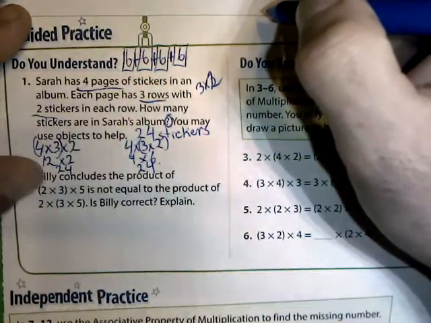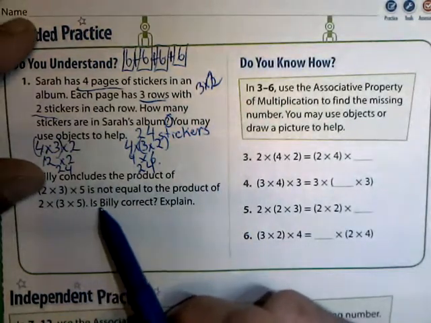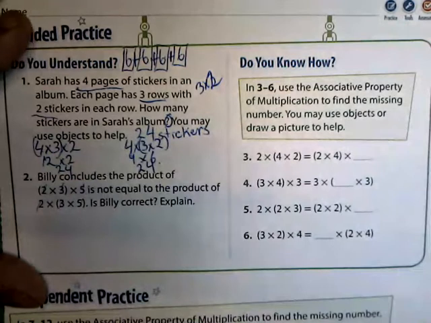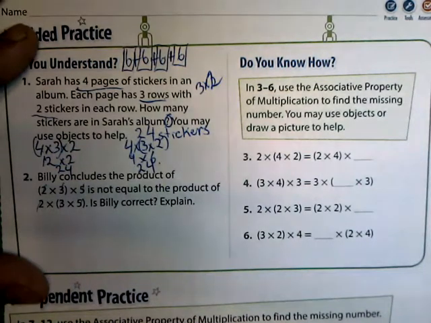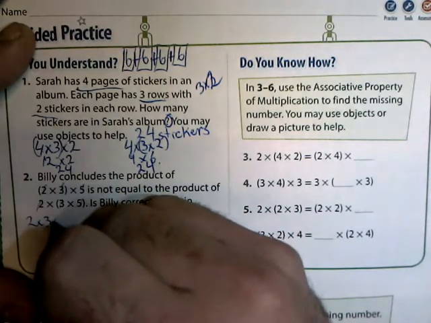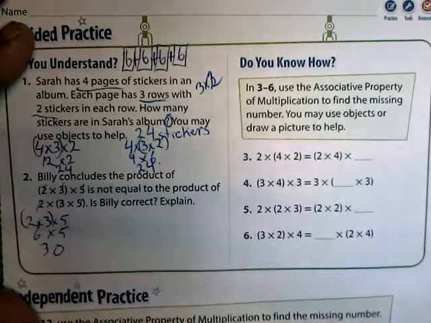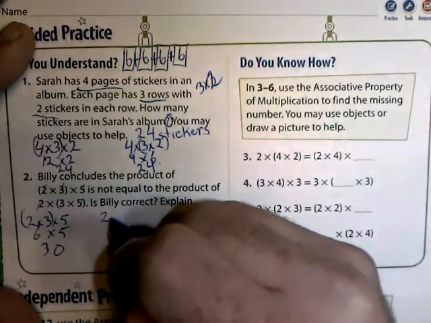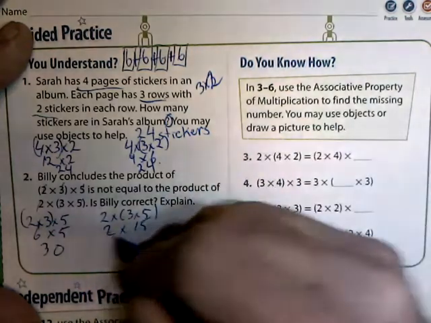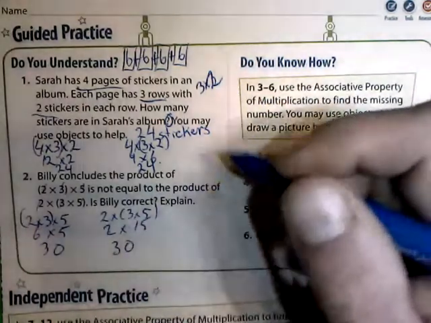Billy concludes the product of (2 times 3) times 5 is not equal to the product of 2 times (3 times 5). So checking the factors, all the factors are the same. He's saying they're not equal. Well, you could find out (2 times 3) times 5. Parentheses go first, and that's 30. Or we have this one, 2 times (3 times 5). And that's 15 times 2, and 2 times 15 is 30. And so, is he correct? No.